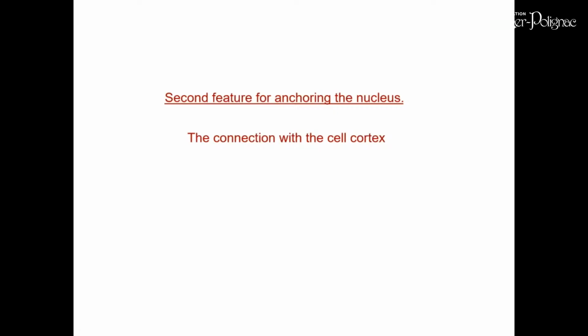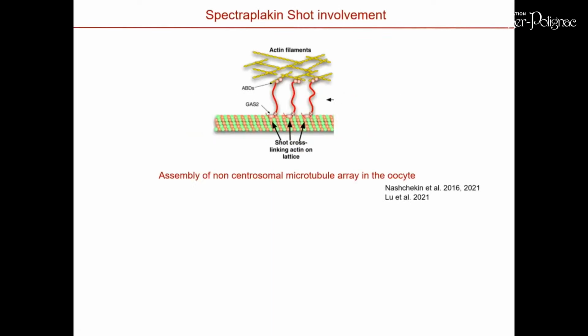So the second feature we wanted to investigate for the mechanism by which the nucleus can be anchored is the connection with the cell cortex. And for this, we focus our attention on the spectraplakin Short stop, which is a protein that has the capacity to bind the microtubule and the actin filament, and importantly, has been shown in the oocyte to be involved in non-centrosomal microtubule assembly.